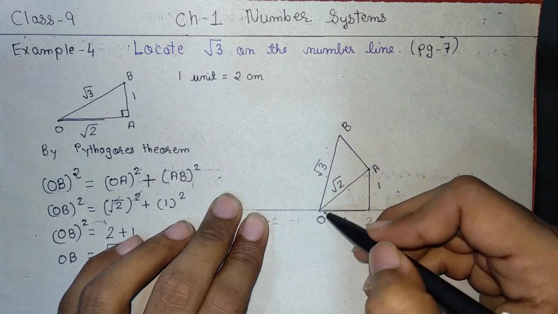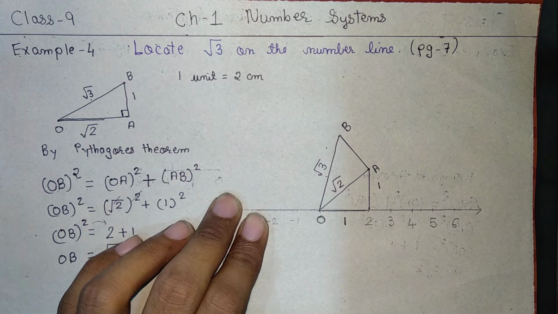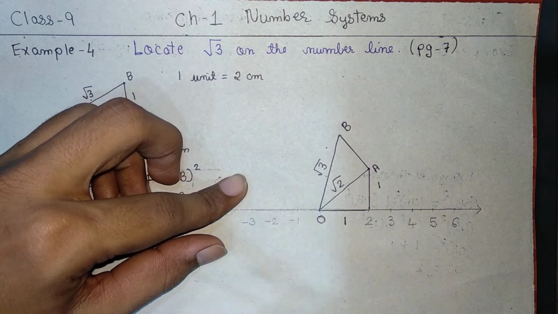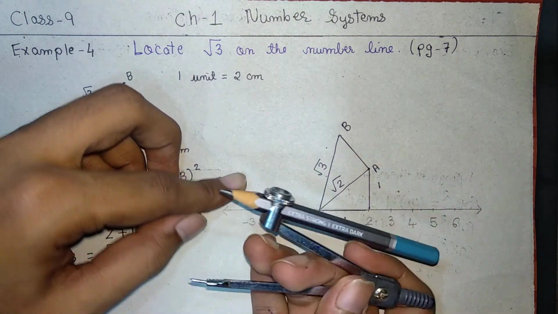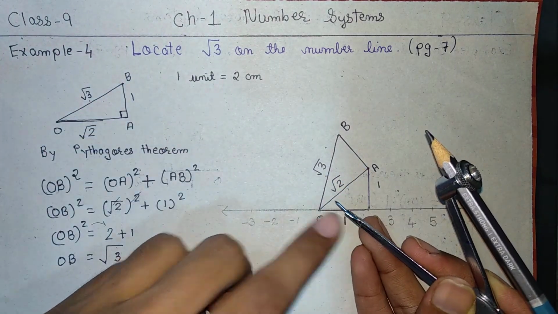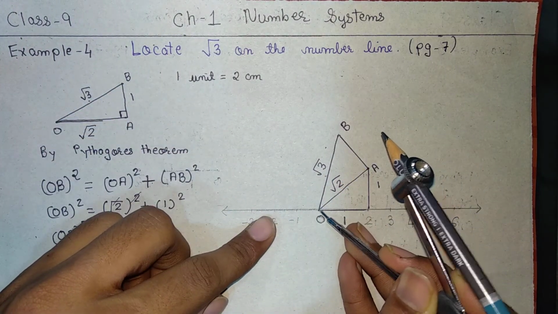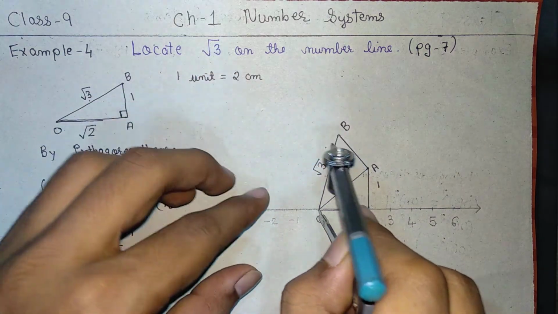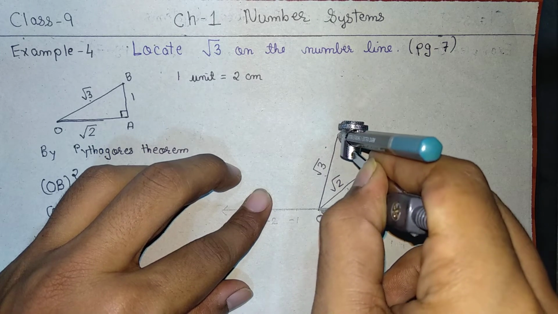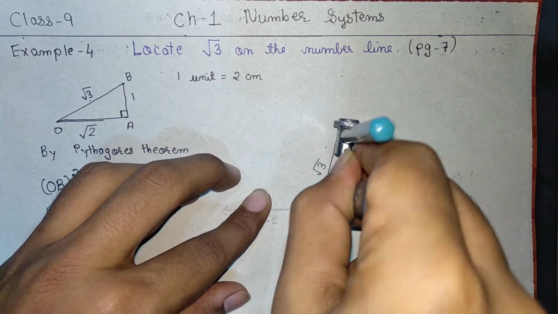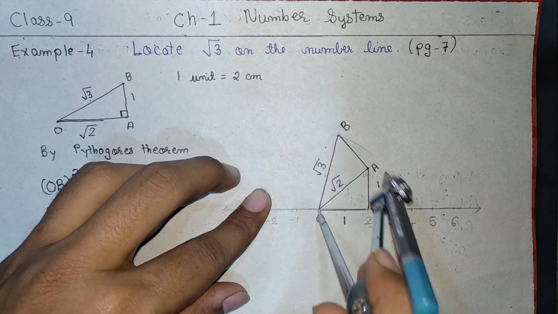Now how do we represent this OB, this root 3, on the number line? That we will do with this compass. So now what will we do? Put one point on O and put the second point, that is on the pencil, on B, and straight away make an arc such that it touches the number line.